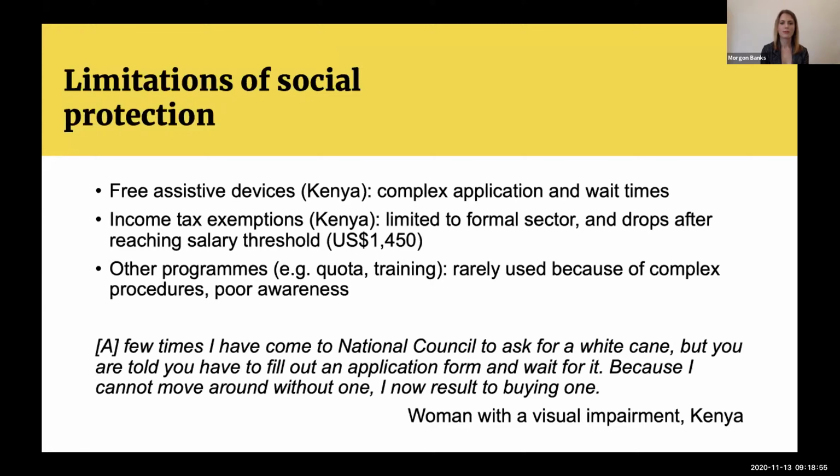There were also other programs. So I mentioned briefly the quota, as well as some training programs. These were rarely used because the application procedures were quite complex. There was also poor awareness of these programs, and there was also poor implementation of the programs. So in both settings, the legal language around the quota made it difficult to enforce. And so enforcement was low, so compliance was low.